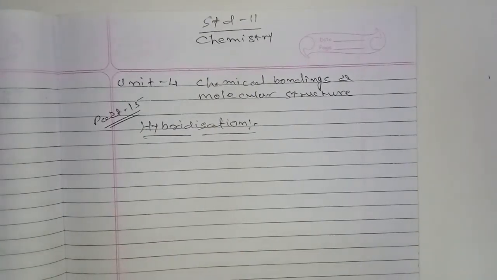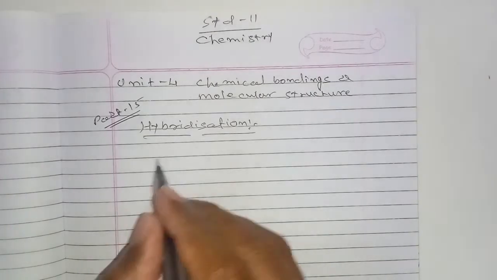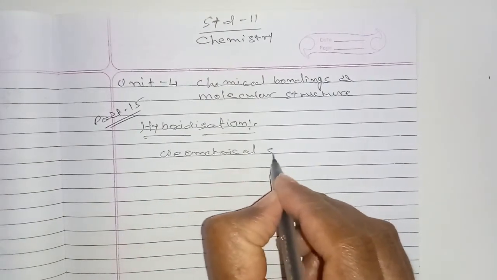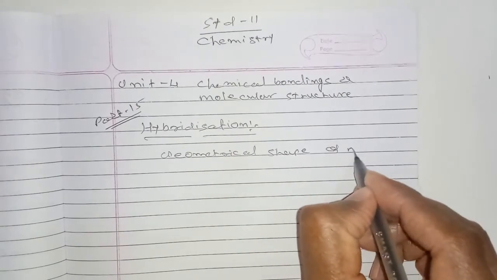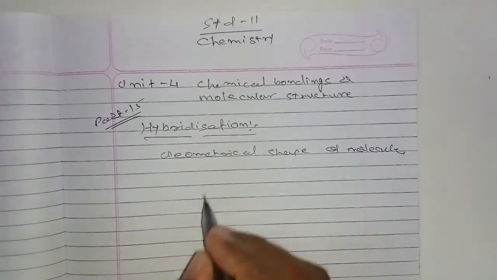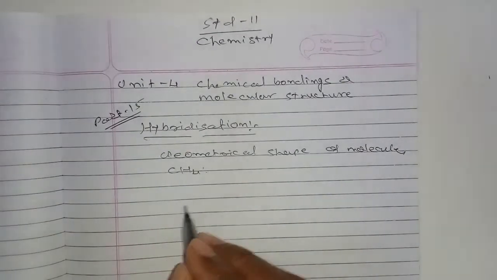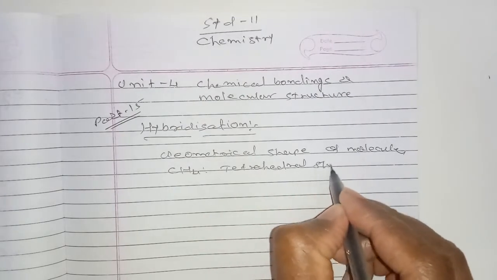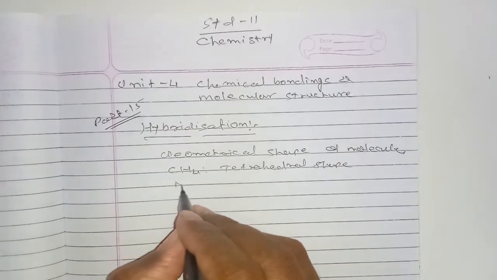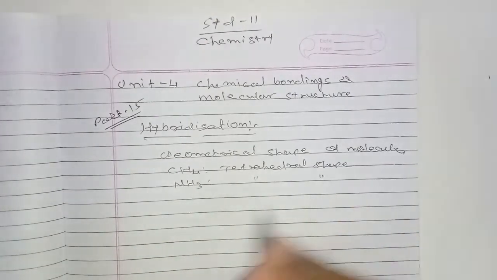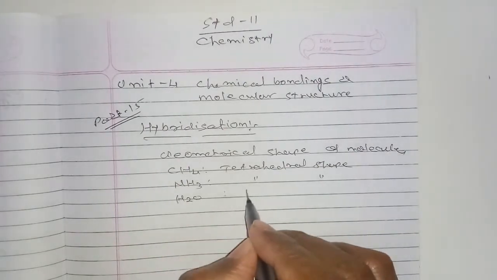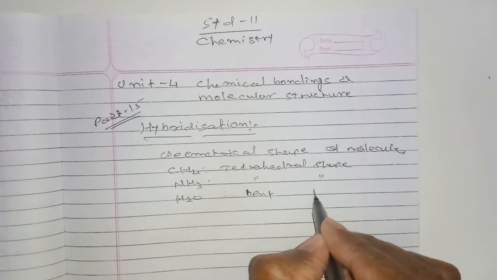In the last lecture we had already discussed the geometrical shape of molecules like methane, which has a tetrahedral shape. The ammonia molecule also has a tetrahedral shape. The water molecule has a bent shape.